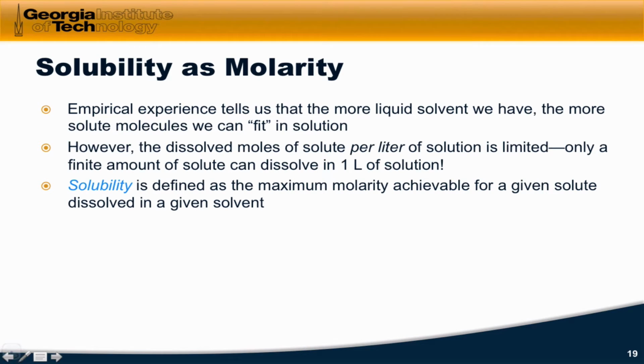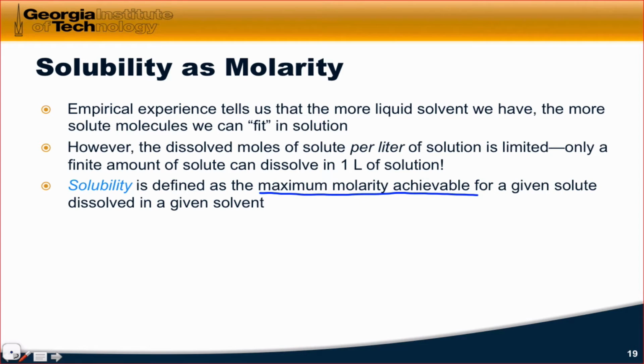It's defined as the maximum molarity achievable for a given solute dissolved in a given solvent. Think back to the strontium phosphate case. We saw that there was a solid mass at the bottom of the beaker, and even though particles were constantly entering and leaving the solid and dissolved phases, the total molarity of strontium and phosphate in solution was constant. And that's true even if we added more strontium phosphate. That would just lead to more solid piling up at the bottom of the beaker. There is a maximum molarity achievable for that solute. That's what we define as the solubility.